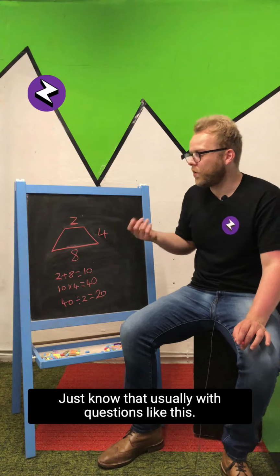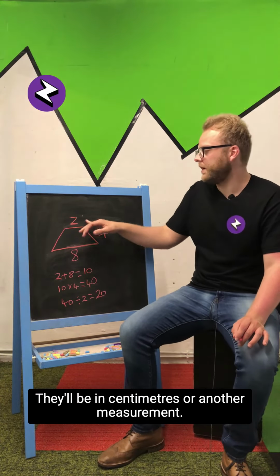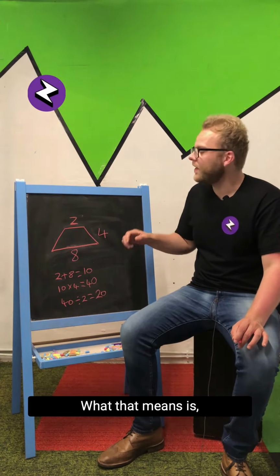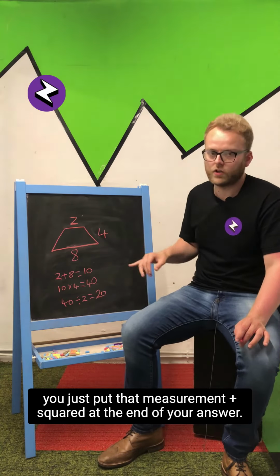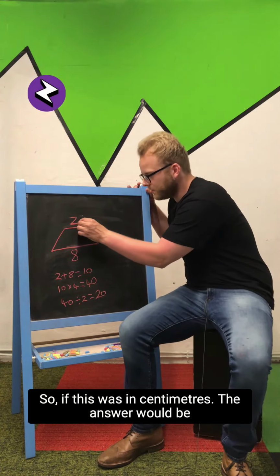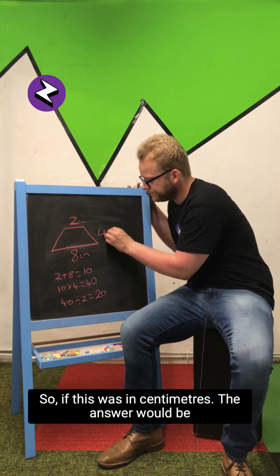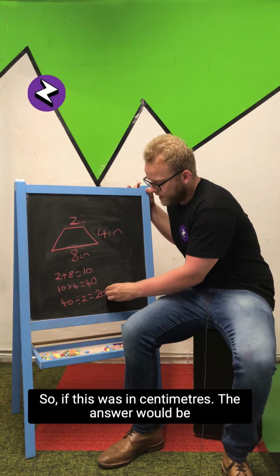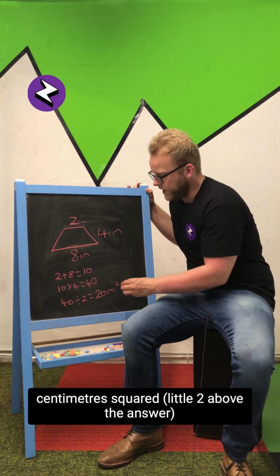And just know, usually with questions like this, there'll be centimetres or another measurement, okay? And then what that means is you just put that measurement plus squared. So if this was centimetres here and all these are centimetres, then this answer would be centimetres squared with a little 2 above it.